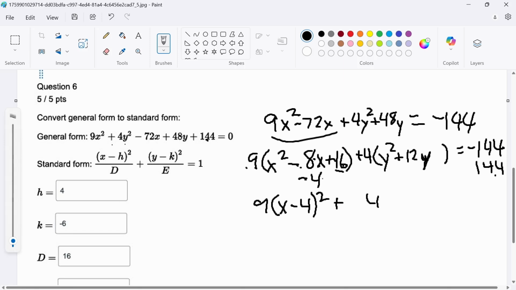Same thing with this. Half of 12 is 6. So this is going to be 4y plus 6 plus 6 squared. 6 squared is 36. And then on this side, I have to add 4 times 36, which is another 144. Negative 144 plus 144 is 0. And then there's 144 still there, so that's 144.